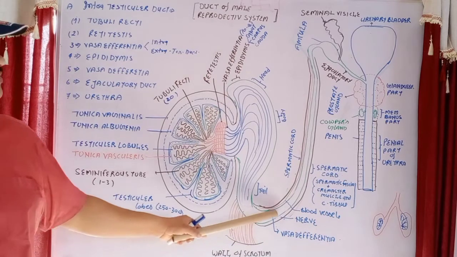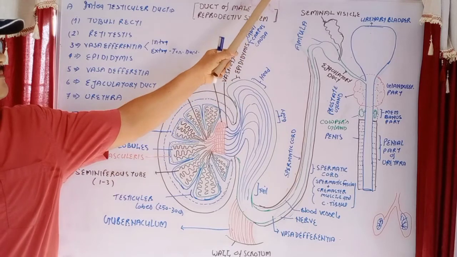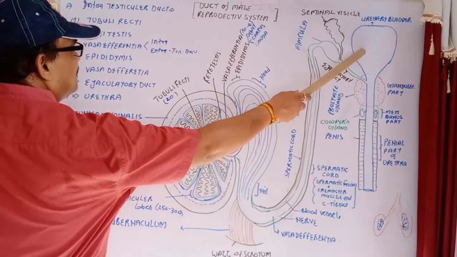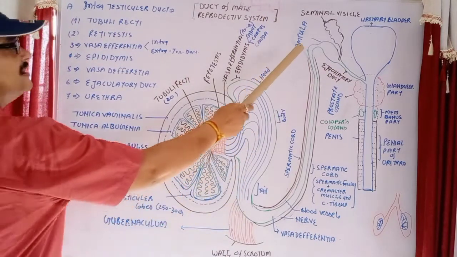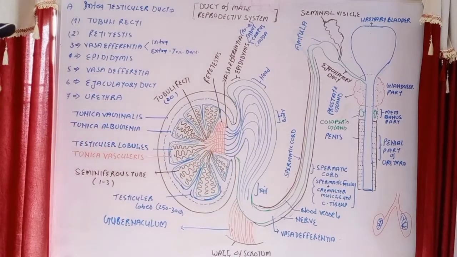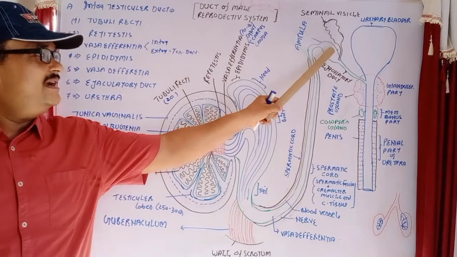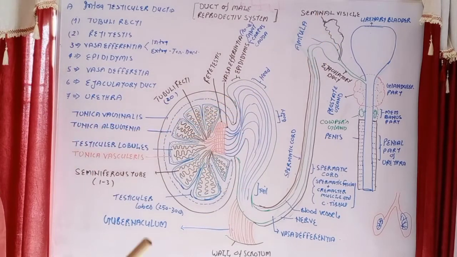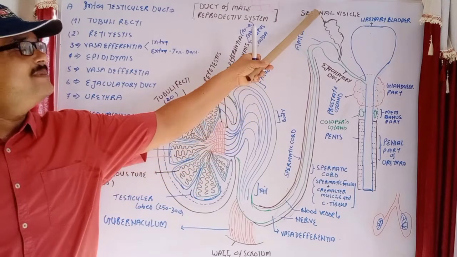Now this vas deferens, with the help of the spermatic cord, reaches into the abdominal region, and behind the urinary bladder it makes a dilated structure that is known as ampulla. In this dilated region a tubular duct leads here. This tubular duct is known as the seminal vesicle.